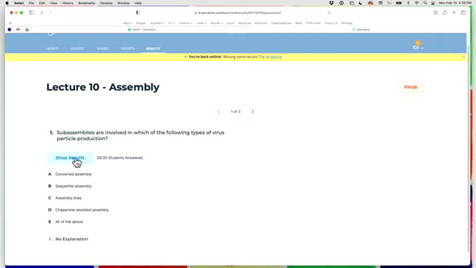How did we do? Got all the above. That's right. Subassemblies are involved in which of the following types of virus particle production? Concerted assembly, sequential, assembly lines, chaperone-assisted, all of the above. Subassemblies are involved in all of these aspects.